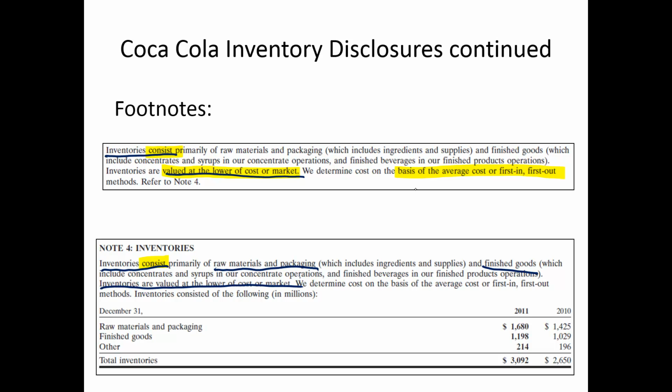We also have to share our method for accounting for inventory flow, and in this case, notice that Coca-Cola uses average cost or the FIFO, first in, first out method. And they also tell you a little bit about it. So raw materials, work in process, and finished goods.